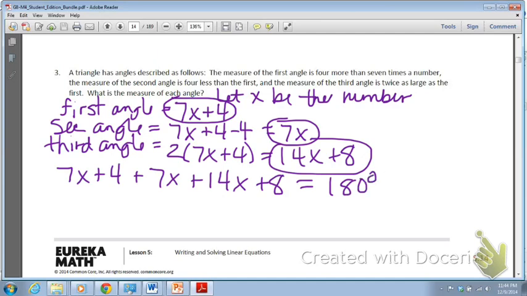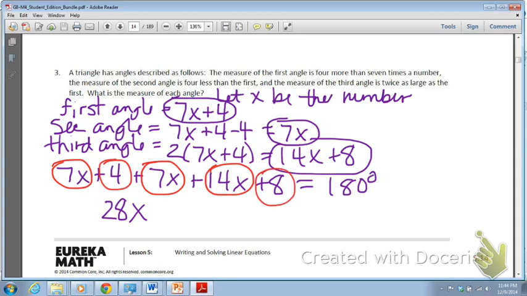So I can start combining terms. So again, let's look for all of our x terms and put those together, and that would be 28x. And then I can get the constant terms here, 4 and 8. So this is 28x plus 12 is equal to 180 degrees.